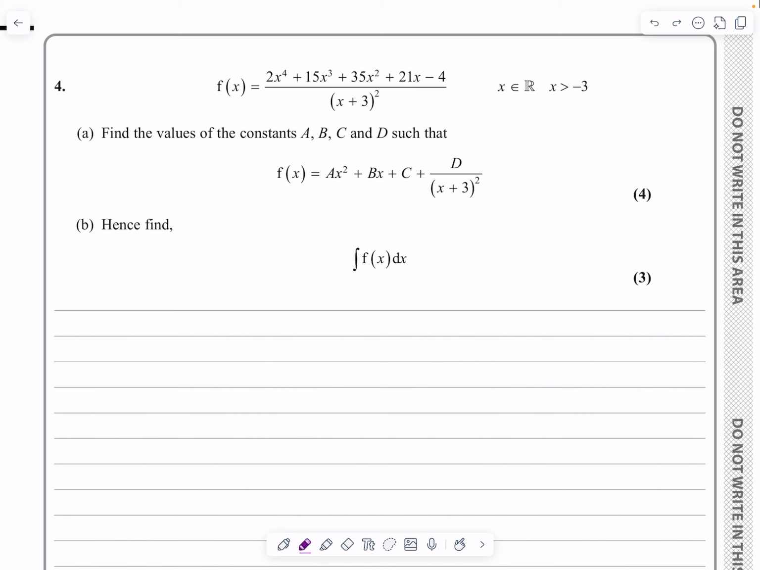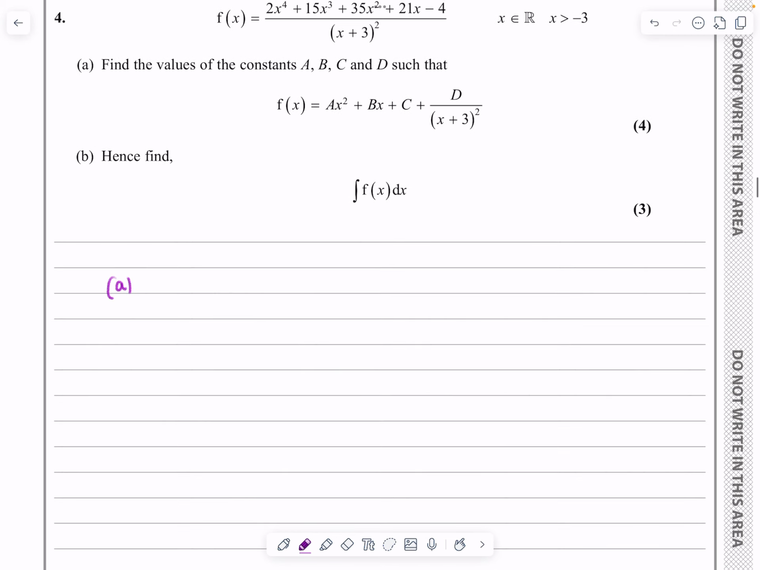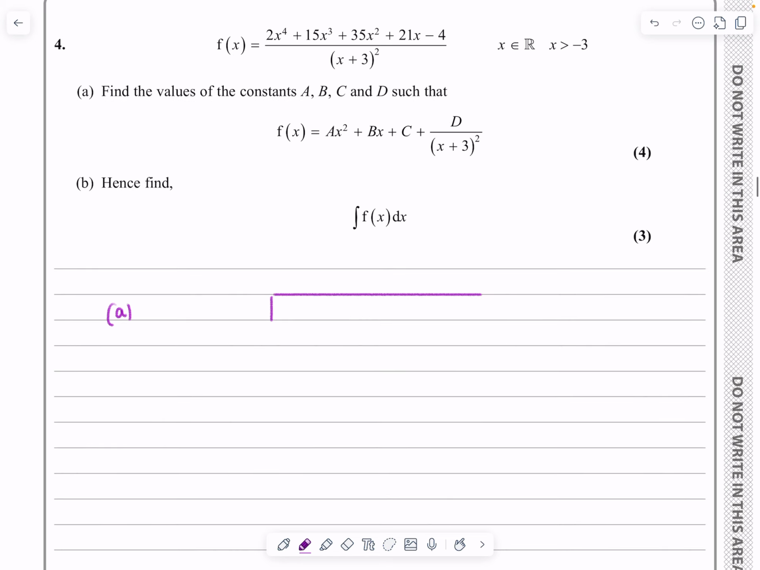So part A says we've got that quartic divided by (x plus 3) all squared. When we're going to do that, we're going to write that as an algebraic long division, but just first of all work out what (x plus 3) all squared is. That's x squared plus 6x plus 9. So it's going to be our function there. Be really careful copying this down: 2x to the 4, 15x cubed, 35x squared, 21x minus 4, that's all divided by x squared plus 6x plus 9. So let's have a look at trying to do that then.